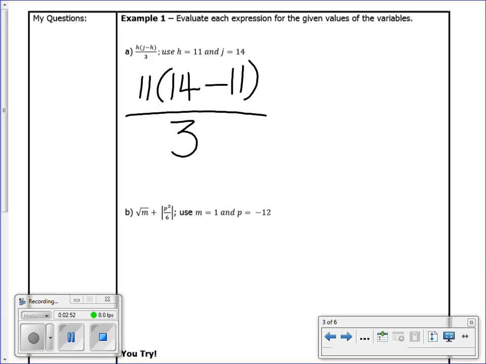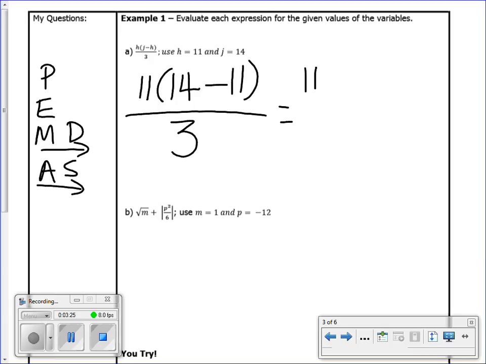Now, once you have inserted these numbers, you use order of operations, so PEMDAS. And remember, you do multiplication and division left to right, and you do addition and subtraction left to right as well, just like you read a book. So if I look at this, I have parentheses, so I have to do 14 minus 11, and that gives us 3. So we have 11, parenthesis 3, divided by 3.